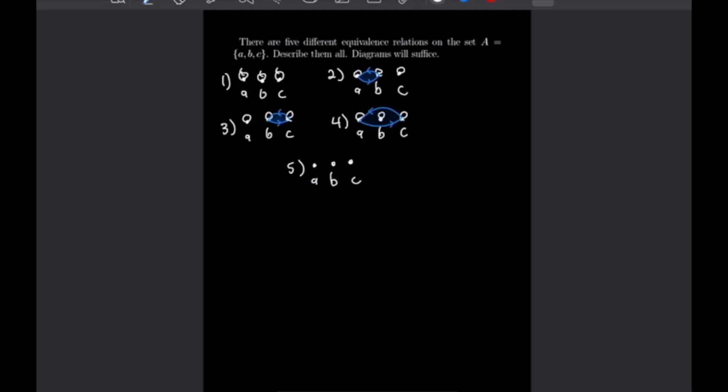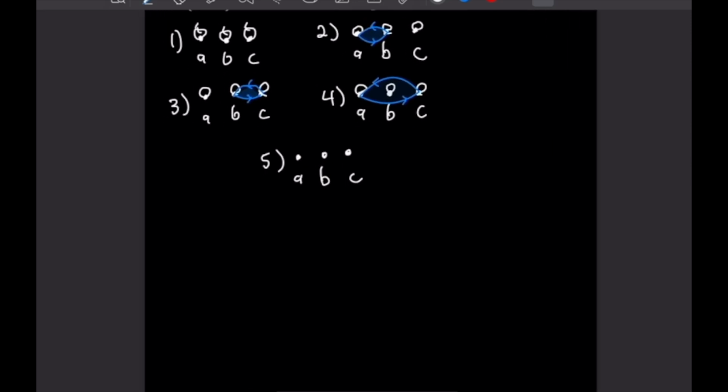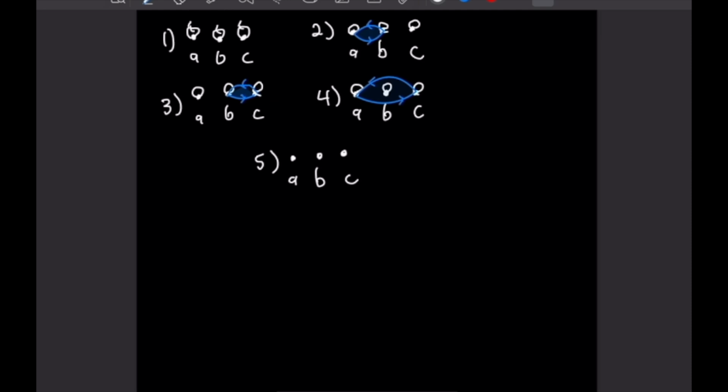Great. Now for the last one, we'll just have where they're all related to themselves, and each one of the pairs is related to each other both ways. That's our last possible combination. So A is related to itself, B is related to itself, C is related to itself. Then we have A is related to B, B is related to A, B is related to C, and C is related to B.